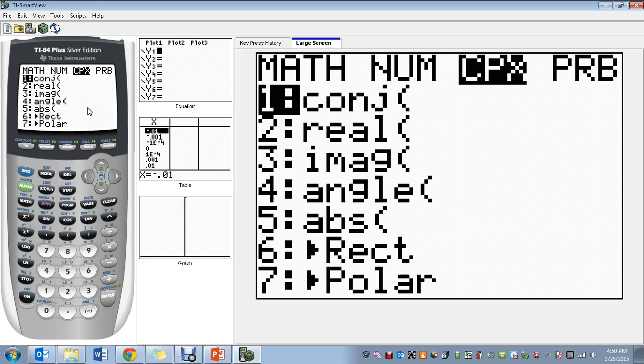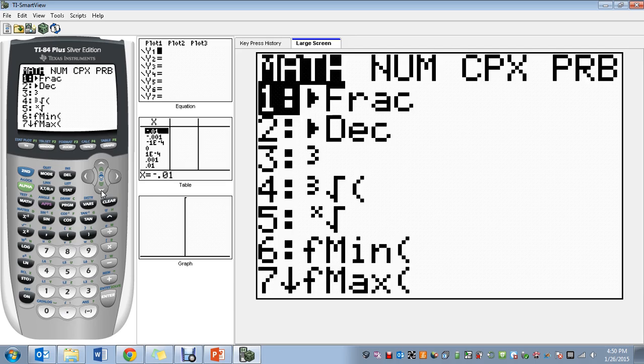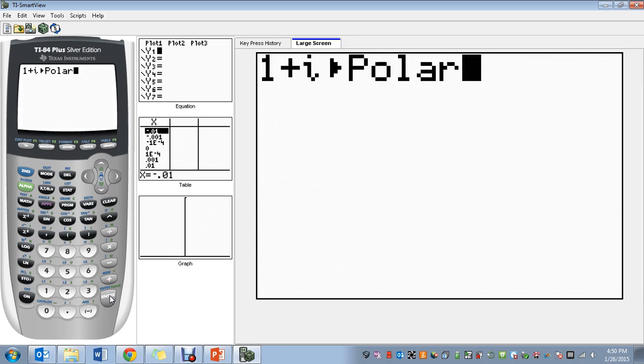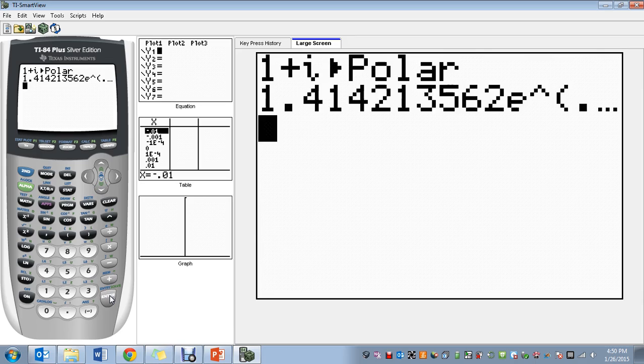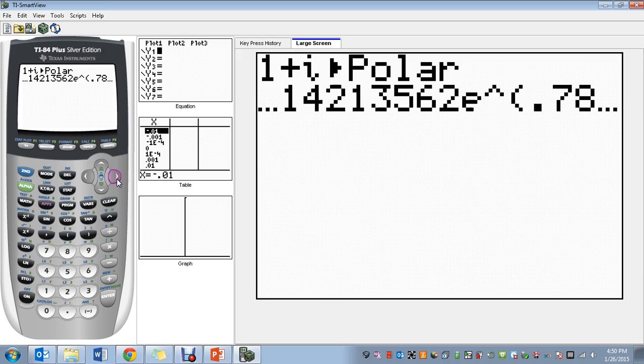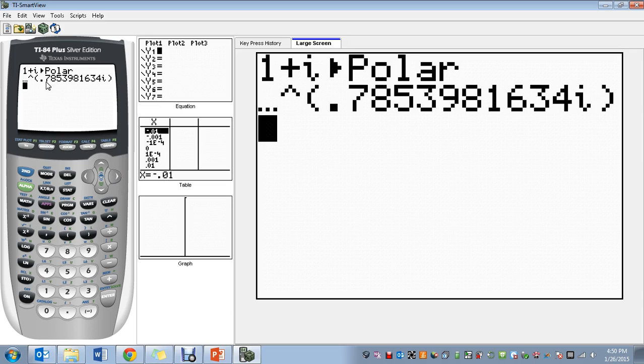So let's try converting 1 plus i into polar form. Let me go back to the home screen and clear out what's there. I'm just going to type in 1 plus i. So this is rectangular or Cartesian form. If we go to the math menu, over to CPX, and go down to polar, the number already has to be in there, so it's going to convert it to polar, and there it is. So look at what this is giving us: 1.414, and it's e to the i theta. So the theta is that 0.7853 number times i.